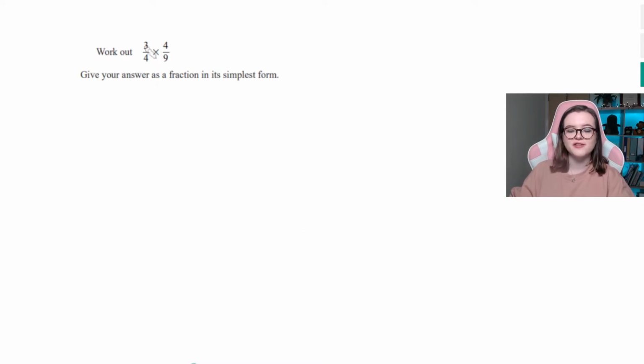And work out 3/4 times 4/9. Give your answer as a fraction in its simplest form. So multiplying fractions is even easier than adding and subtracting. All we need to do is times along the top and times along the bottom. So we're going to do 3 times 4, which is 12, over 9 times 4, which is 36. And then we can simplify this fraction.